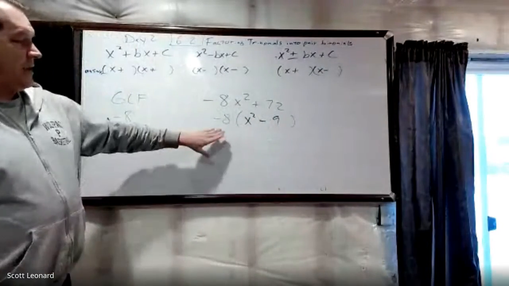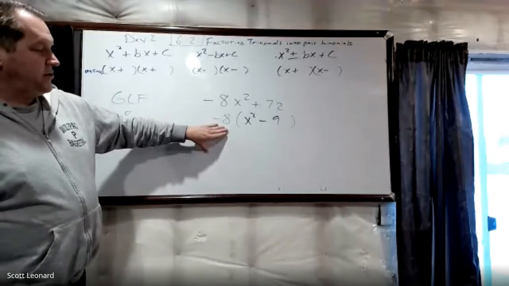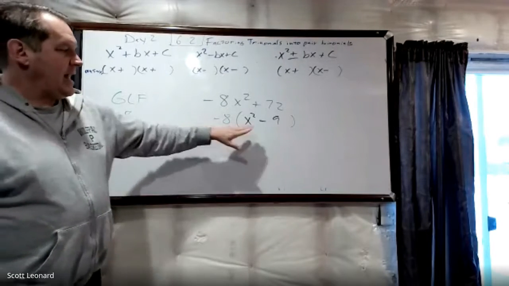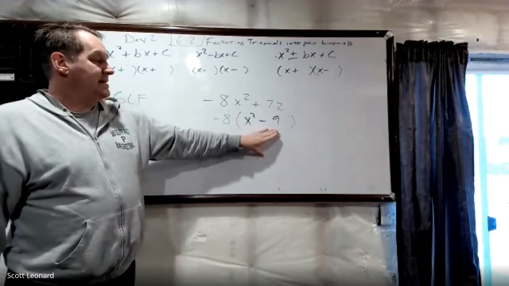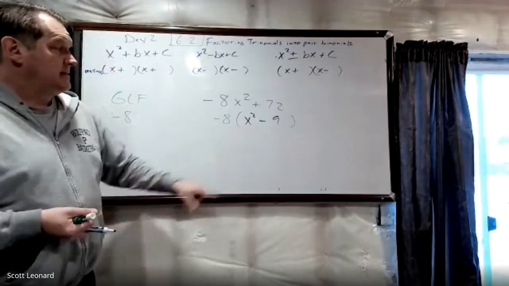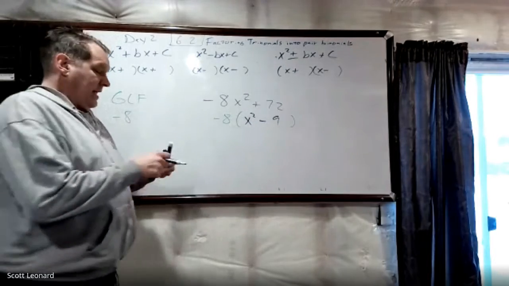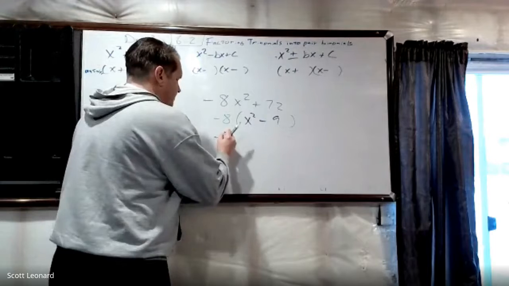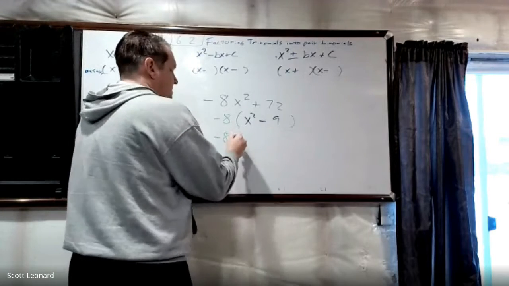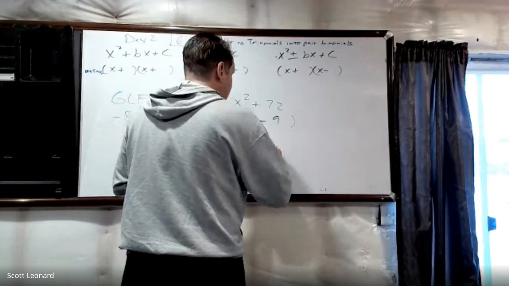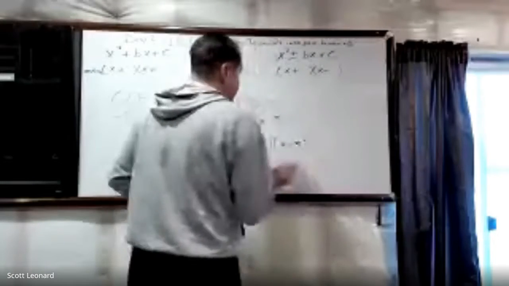And now, so I did the first type of problem that we did yesterday. I took the negative 8 out, and now the second part, it's a combined problem, like I said. Now we would factor this. X squared is a perfect square, and 9 is a perfect square. So I would get negative 8 times x plus 3 times x minus 3. Right. And that would be the final answer. Like that. It's a combination problem.